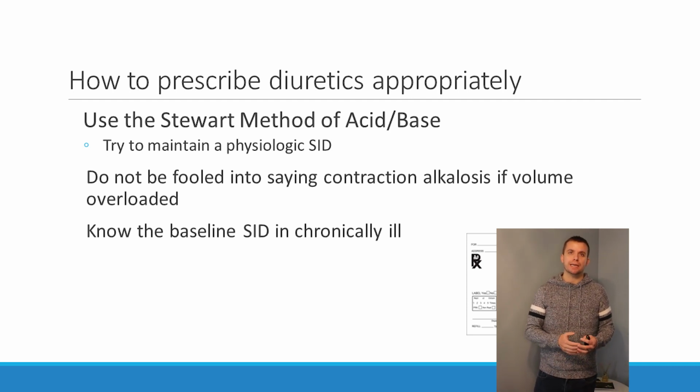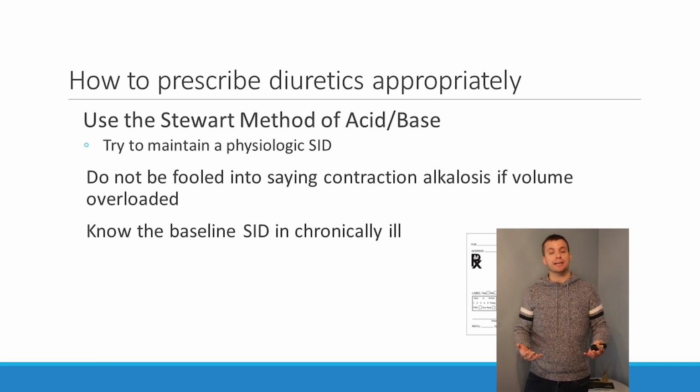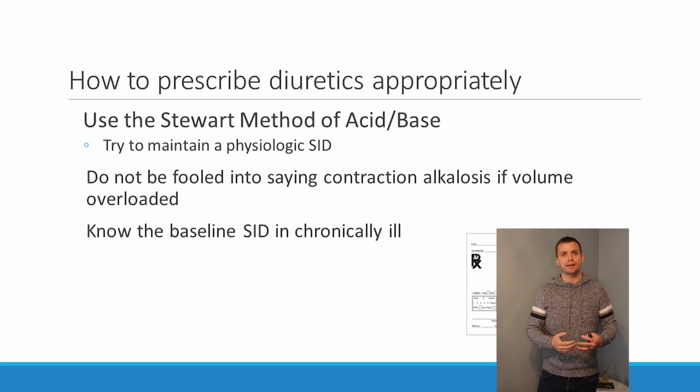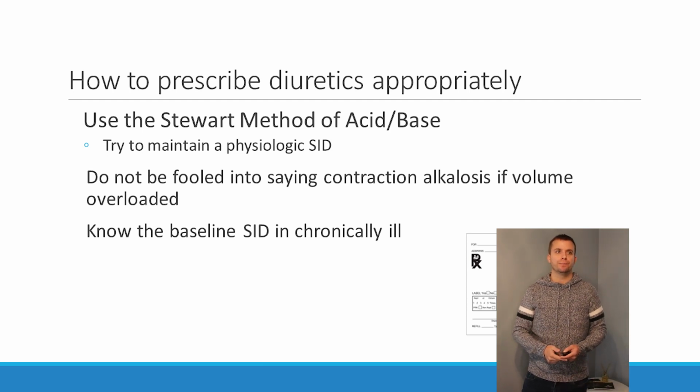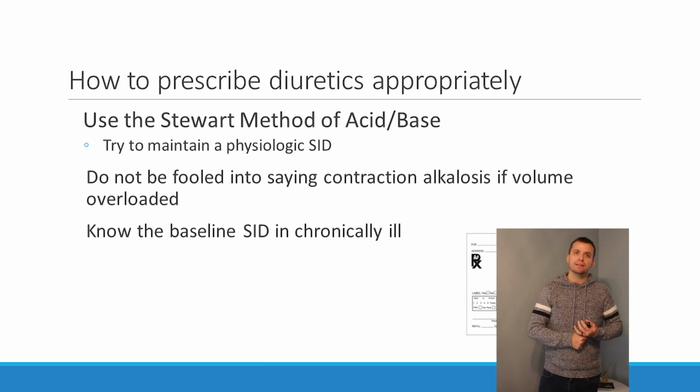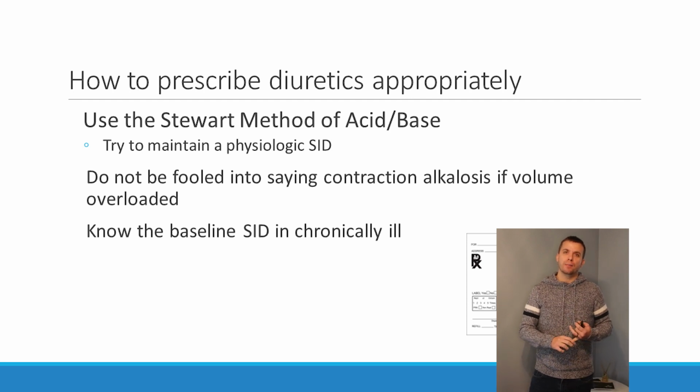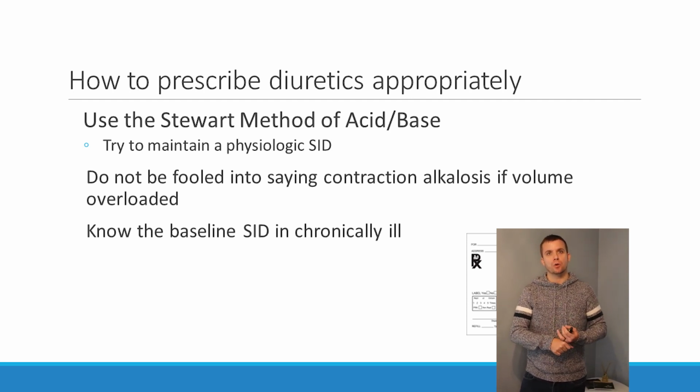Don't be fooled into saying contraction alkalosis. If they're still volume overloaded, they have an iatrogenic alkalosis from the loop diuretic, and you can just add your acetazolamide or something that's going to help while you're still removing fluid, but help reduce that SID back to normal. Know the baseline SID if they're chronically ill, and then try to correct to their normal SID if they're a chronic retainer.